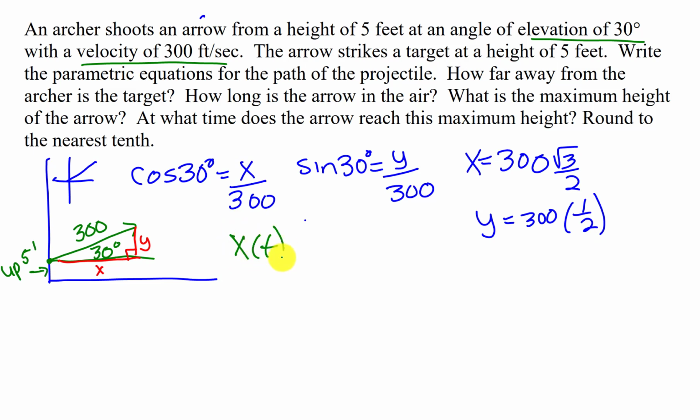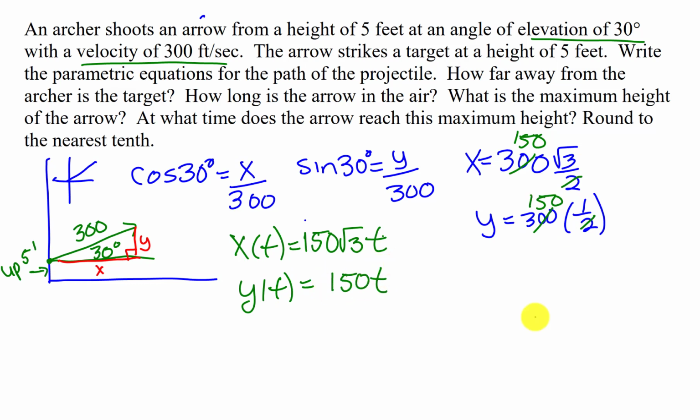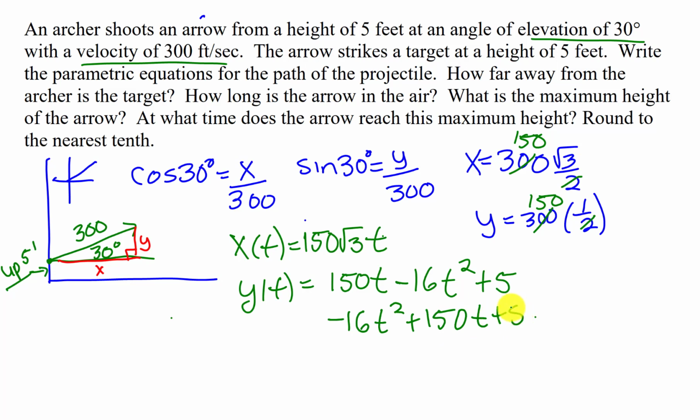So we've got x of t is going to be, I can reduce these and make that 150 square roots of 3 times t. Then y of t is going to be, these will reduce as well, 150 times t. We're also going to have gravity acting upon it, pulling it down, and 1/2 g t squared is for gravity. The gravitational constant is 32, so taking half of 32, that's going to be 16 t squared. That's the piece due to gravity, and now it started up 5, so I've got to add 5 onto the end as well. So those are our two parametric equations that define the position of this arrow at time t, and I'm going to rewrite y in descending order so it will be ready to work with.